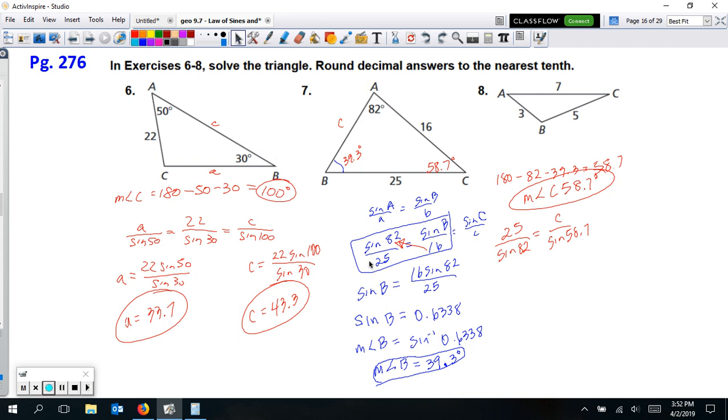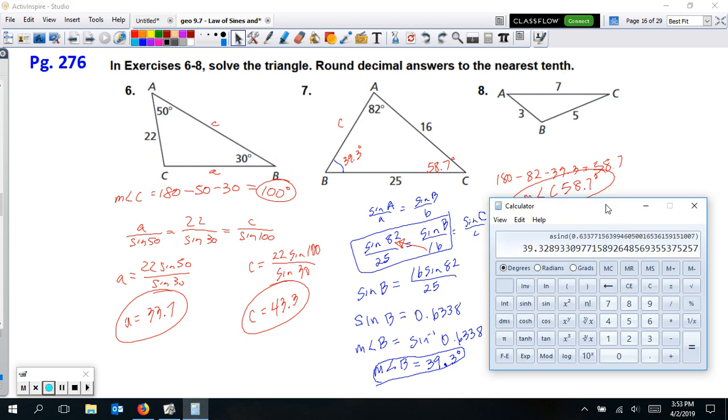And notice, since I'm trying to find the side measure, I'm going to put the sides on the top and the sines of those angles on the bottom. So I flip this one upside down. So it's 25 over sine of 82. I'm going to flip this one as well. So C is over the sine of C, which is 58.7. And now to solve for C, we do it like we were doing over here. I'm going to multiply 25 up here by the sine of 58.7 to find out what C is. So C is equal to 25 times the sine of 58.7, all divided by the sine of 82.